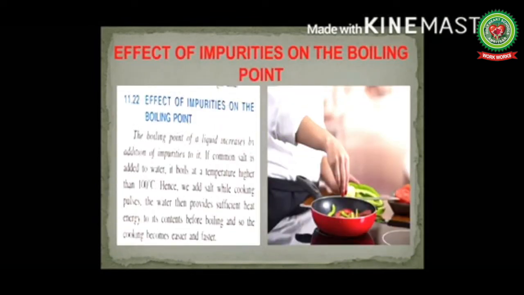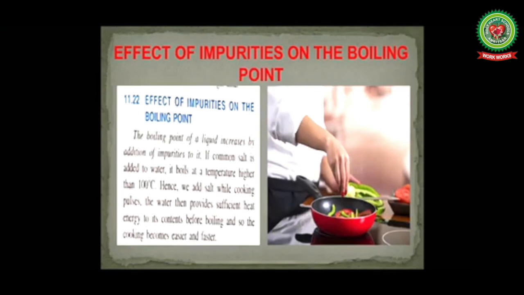Next is effect of impurities on boiling point. Effect of impurities. We must have seen our mothers putting salt in food, in vegetables, for faster cooking. This is because salt acts as an impurity and impurities increase the boiling point of liquid.